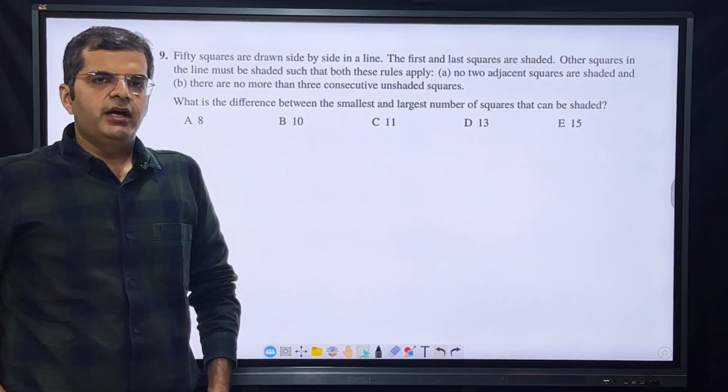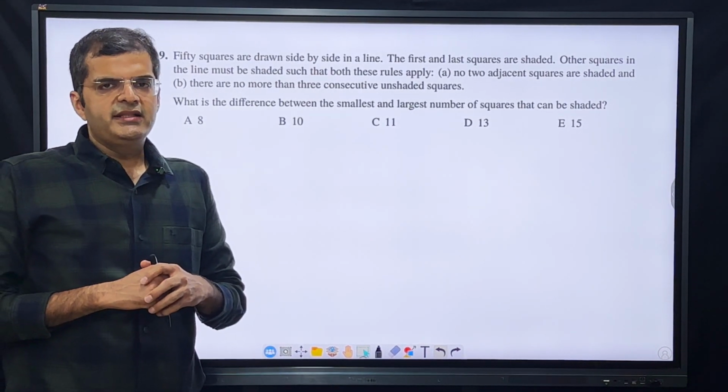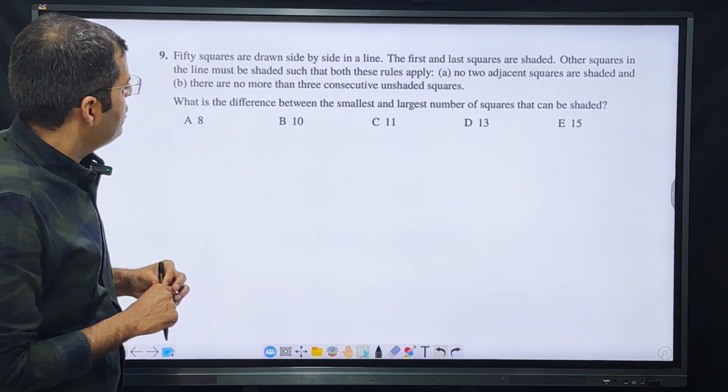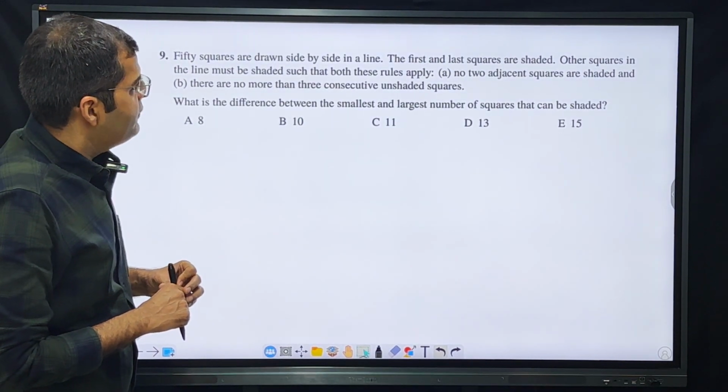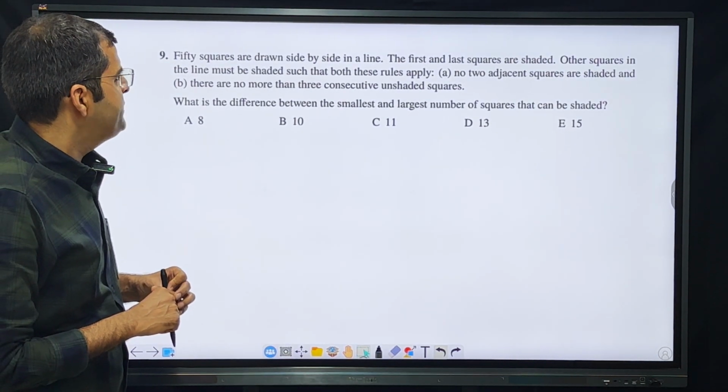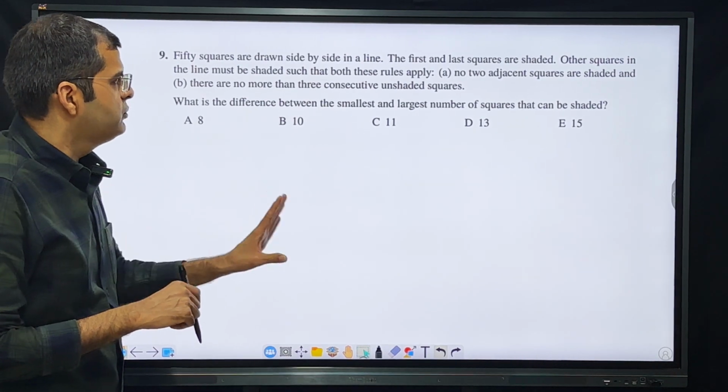This is the 9th question of the UKMT Senior Mathematics Challenge exam for the year 2025. The question says 50 squares are drawn side by side in a line. The first and last squares are shaded. Other squares in the line segment must be shaded such that both these rules apply.